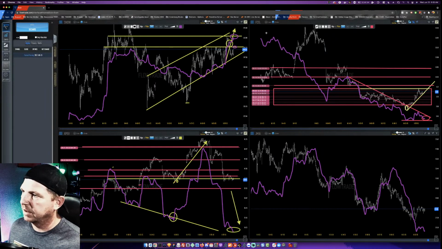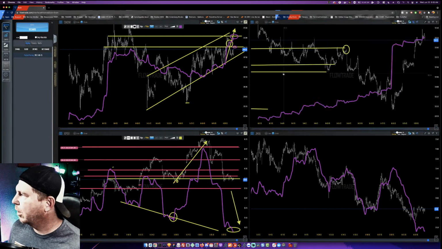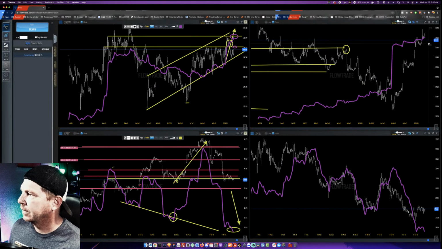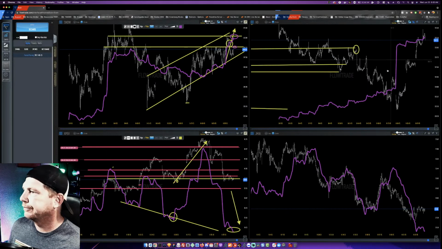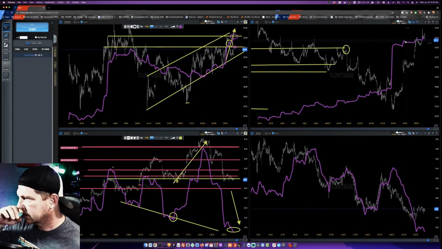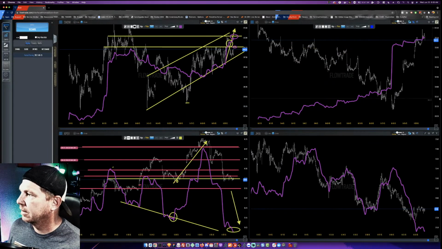Last one is going to be HD, Home Depot. Okay. Gap and go. With no block trades to really speak of on HD, relying on pure price action, we are at support from previous resistance. This looks a little extended to me.